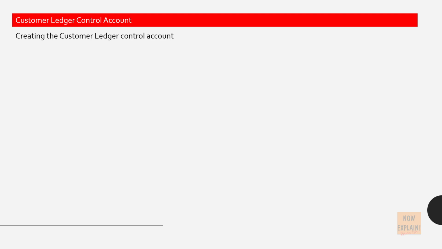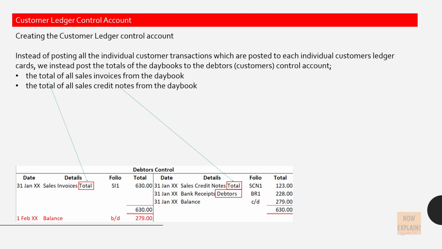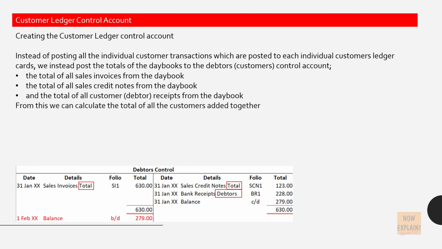Creating the customer ledger control account. Instead of posting all the individual customer transactions which are posted to each individual customer's ledger cards, we instead post the totals of the daybooks to the debtors control account. The total of all sales invoices from the daybook, the total of all sales credit notes from the daybook, and the total of all customer, the debtor, receipts from the daybook. From this we can calculate the total of all the customers added together.